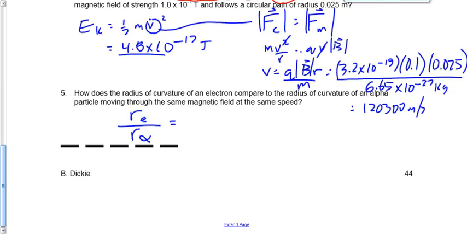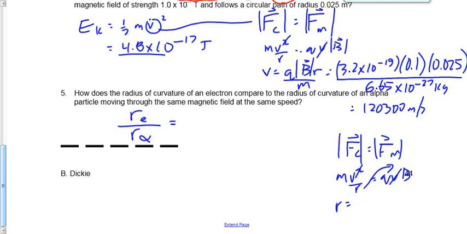Now we can derive an expression. We know that Fc equals Fm. Centripetal force equals magnetic force. mv squared over r equals qvb. And I can cancel out one of the v's. Solve for r. The r goes up by multiplying, the qb goes down by dividing, and I end up with mv over qb.